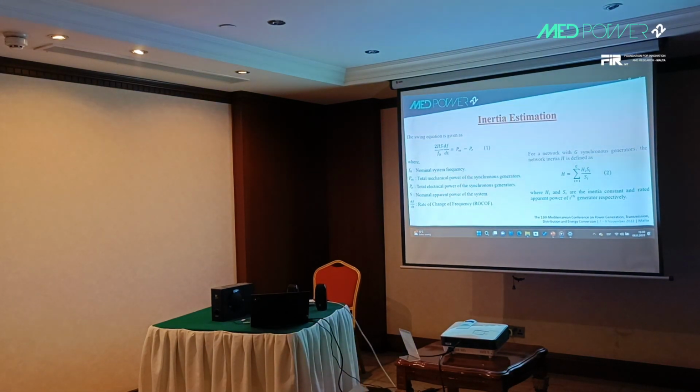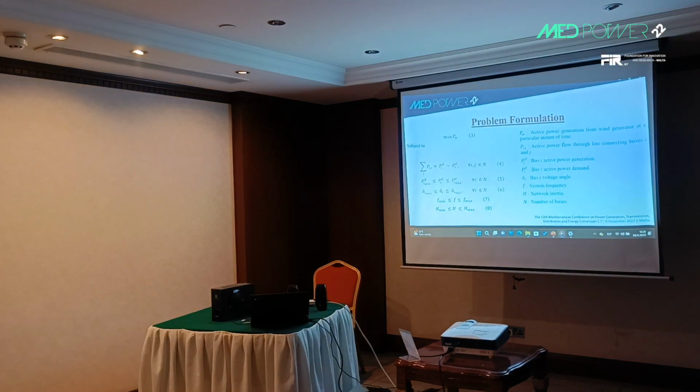The inertia for the power network is estimated using the swing equation given by equation 1, where F0 is the nominal system frequency, Pm is the total mechanical power of the synchronous generators, Pe is the total electrical power of the synchronous generators, S is the nominal apparent power of the system, dF by dt is the rate of change of frequency. For a network with G synchronous generators, the network inertia H is defined as the summation over Hi by Si, where Hi and Si are the inertia constant and the rated apparent power of the i-th generator respectively.